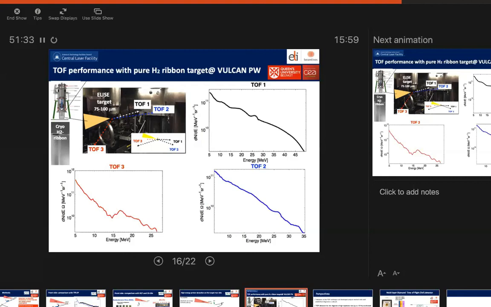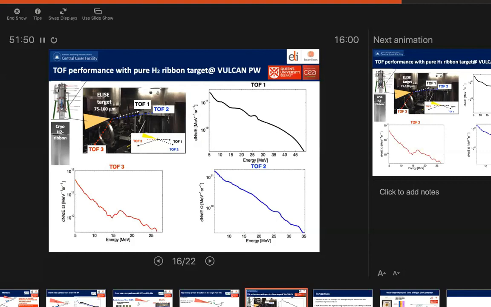I don't know when Daniele will publish this data, because they are still not published. No, not yet. Because there were many diagnostics in this experiment.